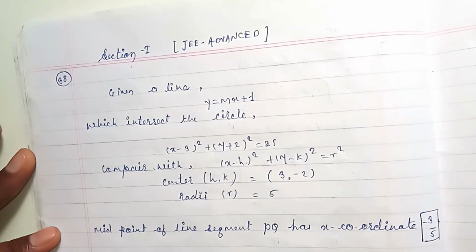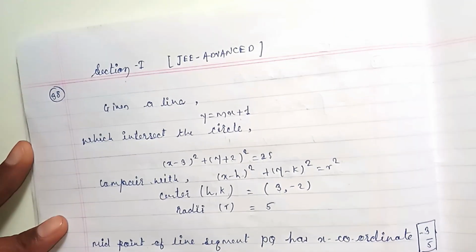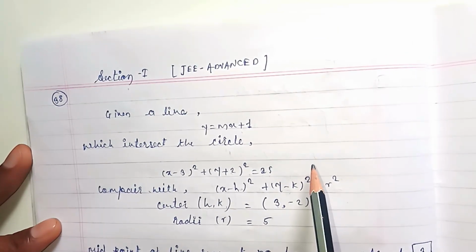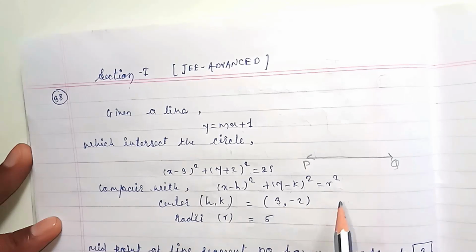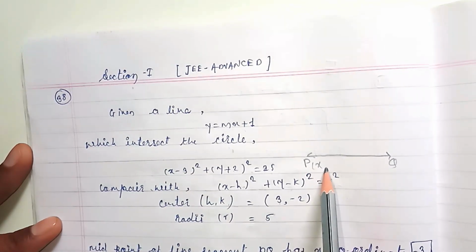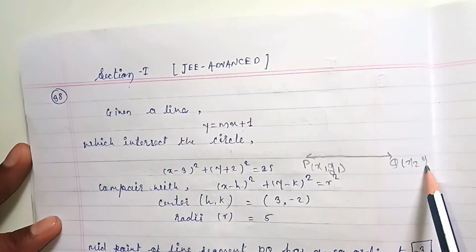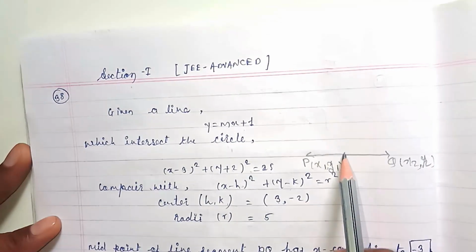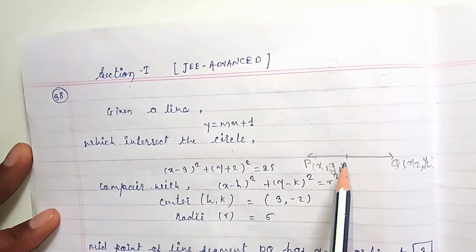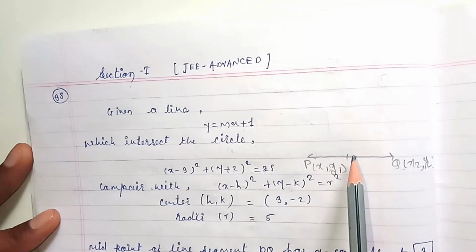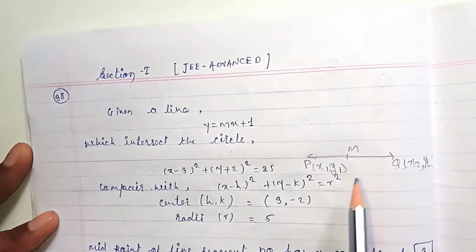Now let me explain how we can find the midpoint of any line segment. Consider a line segment with endpoints P and Q. The first coordinate goes to x1, y1, and the second goes to x2, y2. So these are the coordinates of the line, x1, y1 and x2, y2. We want the midpoint, so consider it as M. The midpoint M is equal to x1 plus x2 by 2, which is the x coordinate.